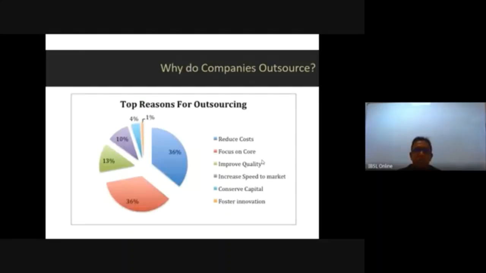So outsourcing is described. Also, outsourcing will reduce your cost, and you have time to focus on your core business and improve quality. Through outsourced companies, you can increase speed to the market, conserve your capital, and even foster innovation. So cost reduction is huge, and also a 36% benefit with regard to focus on your core.